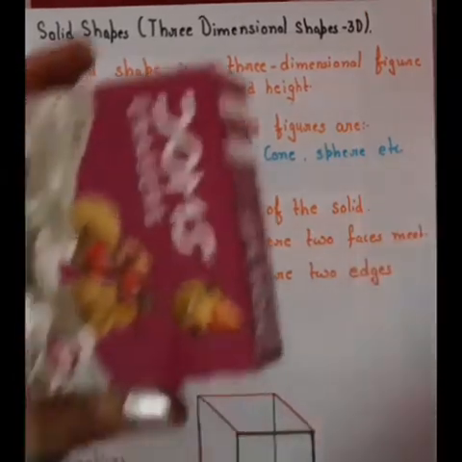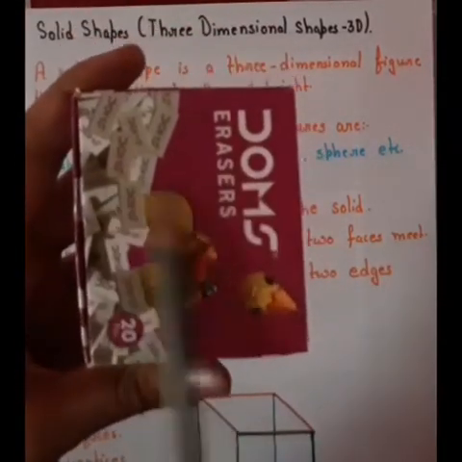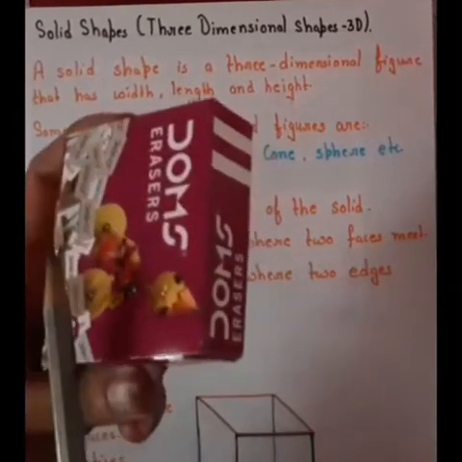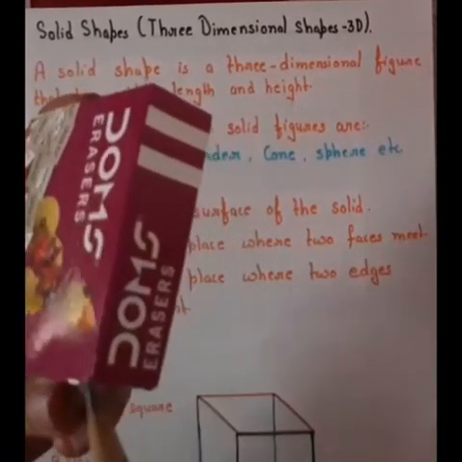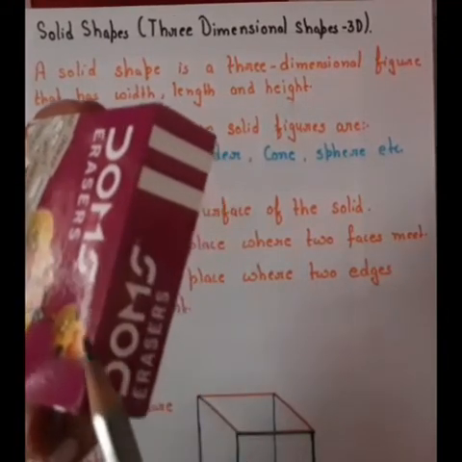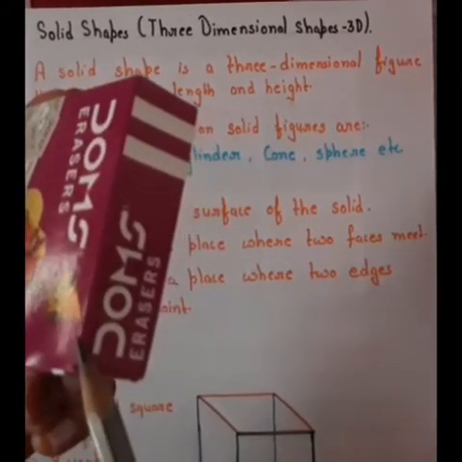So let us see in this. One face is this one, and the other face is this one. As you can see, these two faces are meeting over this line. So this line is known as the edge of the solid.